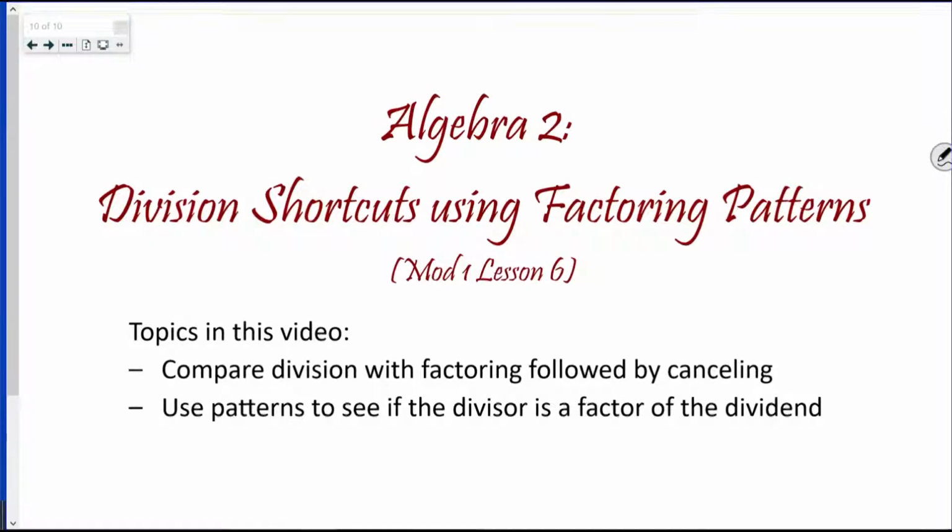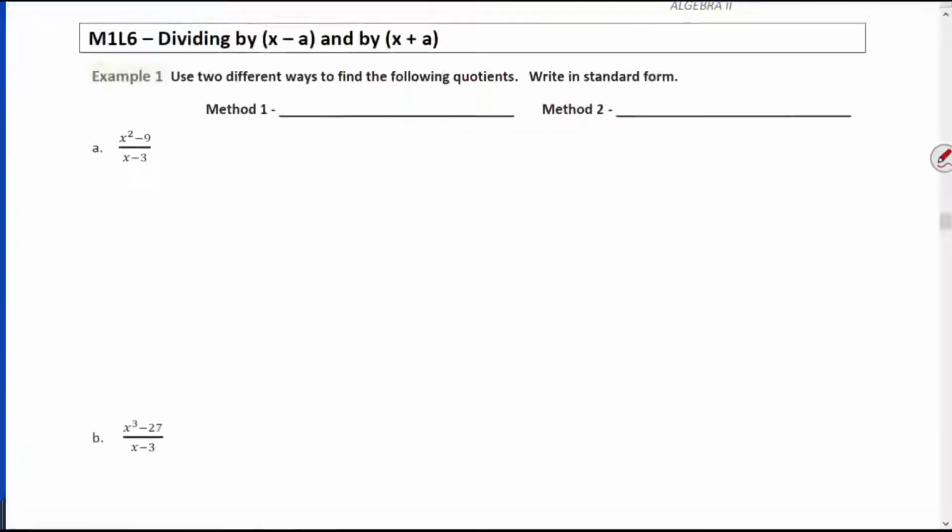This video is about how to do division shortcuts using factoring patterns. We will compare division with factoring followed by canceling, and we'll also use factoring patterns to see if the divisor is a factor of the dividend. Let's get started. We're first going to compare division with factoring. So I will do this first problem, A, first using division, and then I'll do the same problem using factoring, just to see the comparison between the two methods.